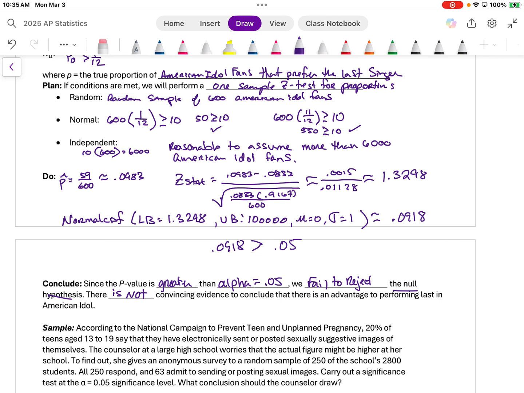Now, I know that's just one example, but at times they may ask a second subpart question here, and say, hey, would your decision change if we did an alpha of 10%? Or would we keep the same conclusion? If I was comparing that to a 10% alpha, do we still fail to reject, or do we reject? Is 9% greater than 10%? No, so we would actually change our decision. We would say we reject the null hypothesis. There is convincing evidence to support that claim.